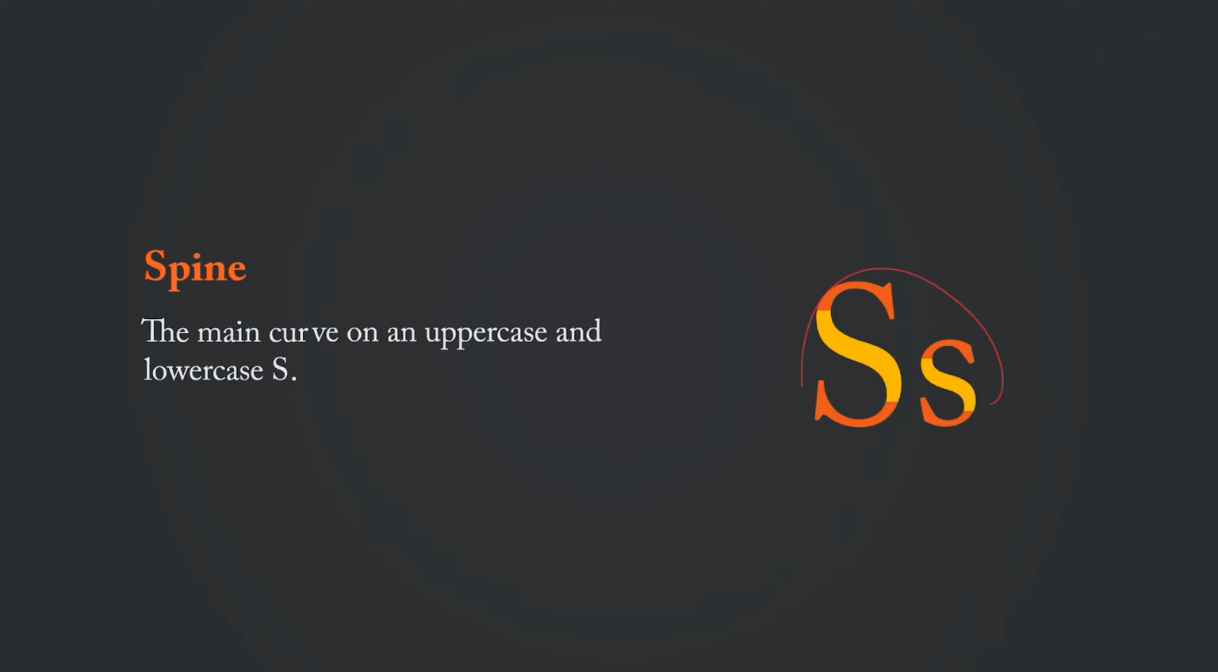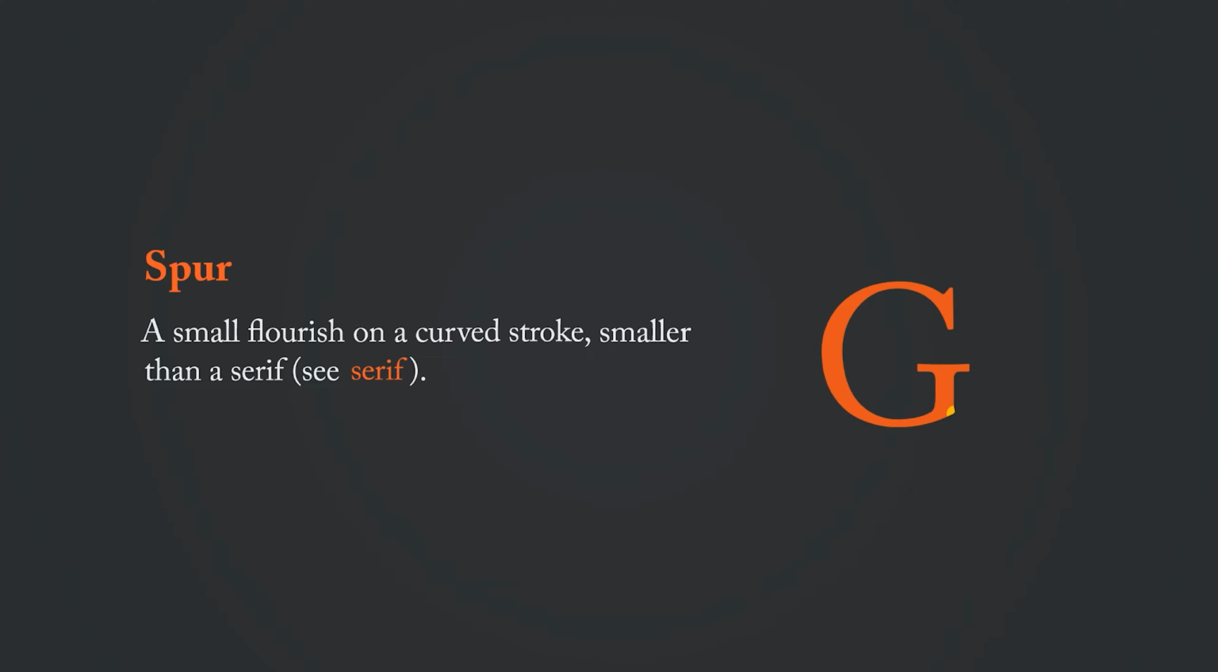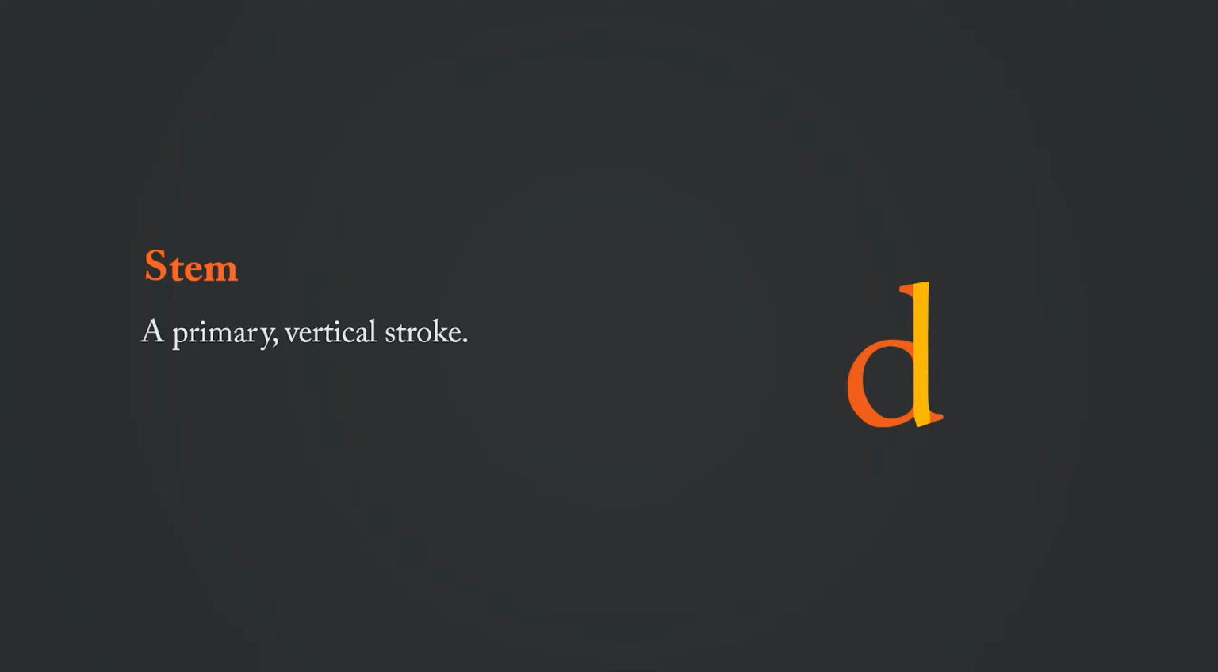Another unique one. I do love unique ones. What is a spur? A spur is a tiny, tiny flourish on a curved stroke, smaller than a serif. So this is a serif, quite clearly a decorative element, but this spur is like a tiny little bulge. You might have a right corner like that. You might have a right corner that has just a little bit of a pokey out bit, and that would be called a spur.